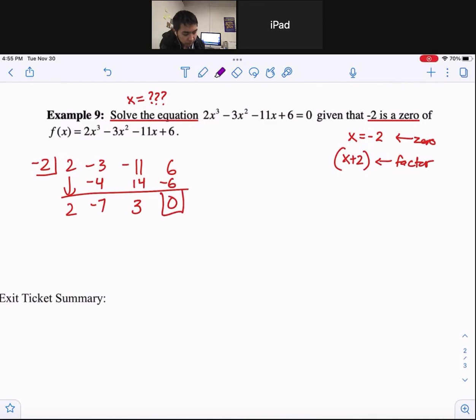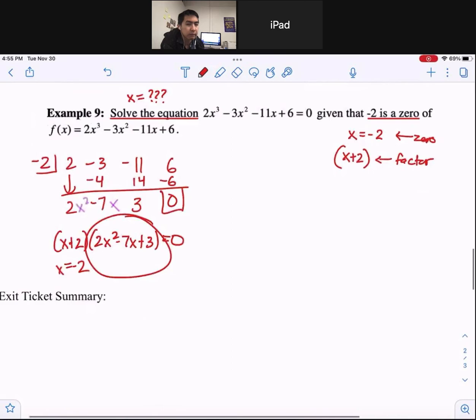And what are the degrees of this? Well, the degree of this one is x to the third, so this is going to be 1 less, and 1 less. So we have a factor of x plus 2, and we have a factor of 2x squared minus 7x plus 3. Now, how do we solve for this? Well, we know this is x equals -2, because that's literally what it told us, right? But how do we factor this? Or how do we find those zeros?